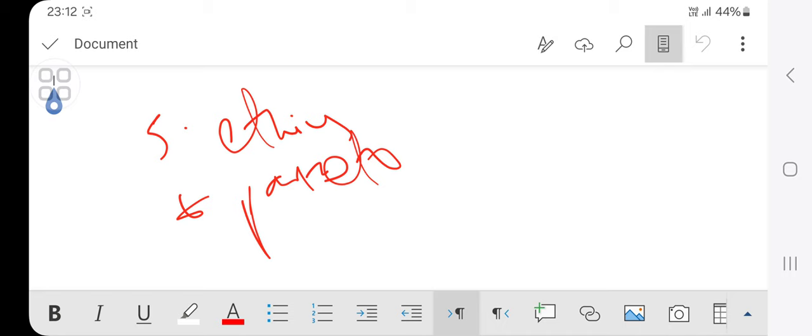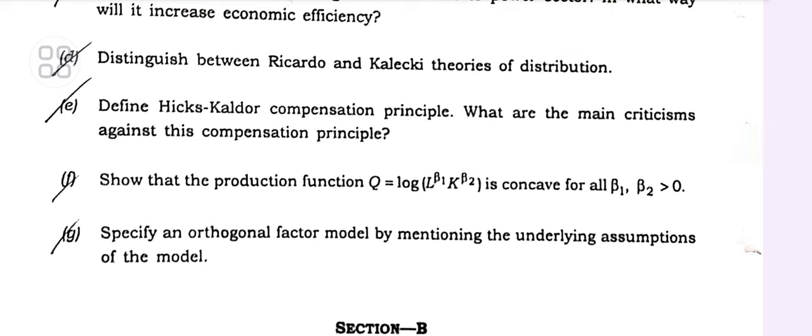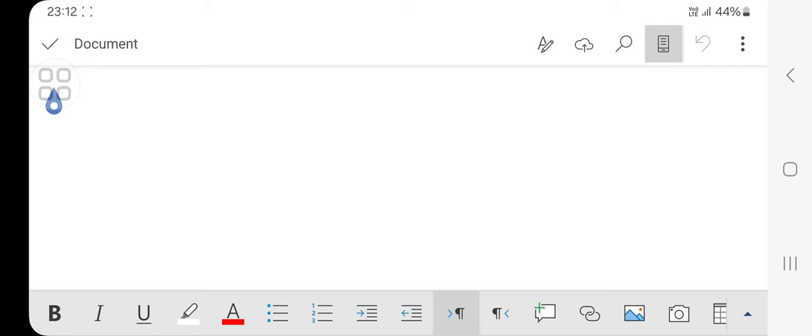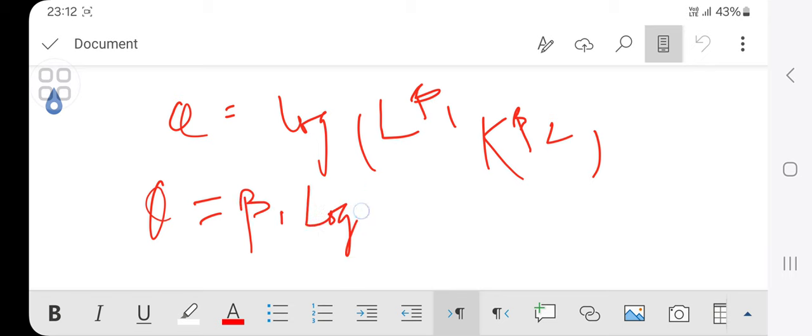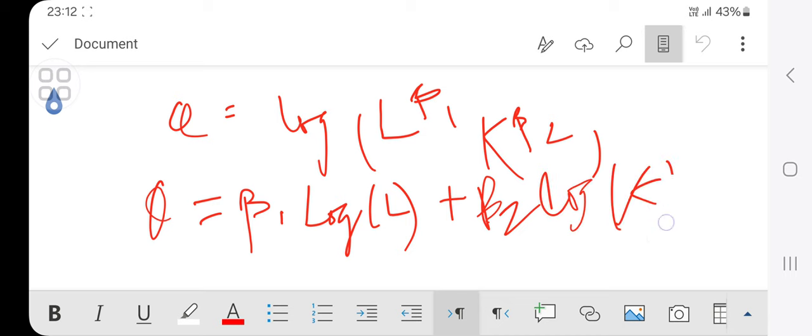Now, second last question for today. Show that the production function Q equals log of L^β1 K^β2 is concave for all β1, β2 greater than 0. How will we show that? To show that, first we have to write the function Q equals log of L^β1 K^β2. Now we can rewrite this way: Q equals β1 log L plus β2 log K.